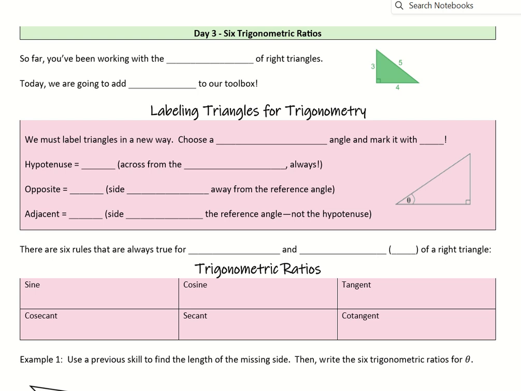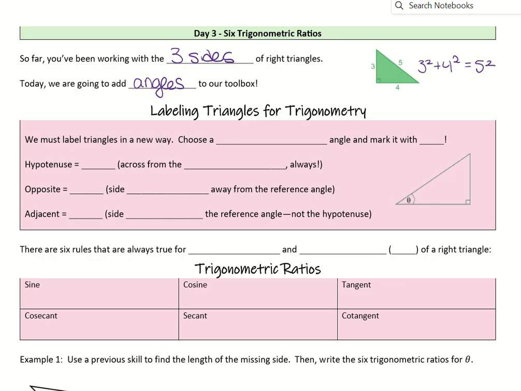Hey guys, today we're going to talk about the six trigonometric ratios. So far, we've been working with the three sides of right triangles. Here we've got an example of a right triangle, and we've been using the Pythagorean theorem, a squared plus b squared equals c squared. So we've been working with the three sides. But today we're going to add angles to our toolbox of things we can do with right triangles.